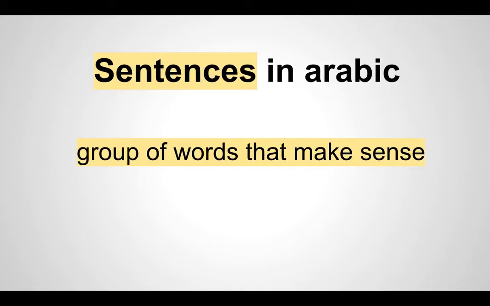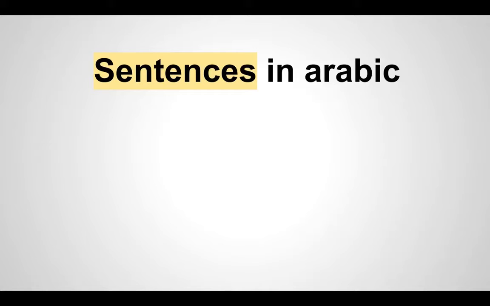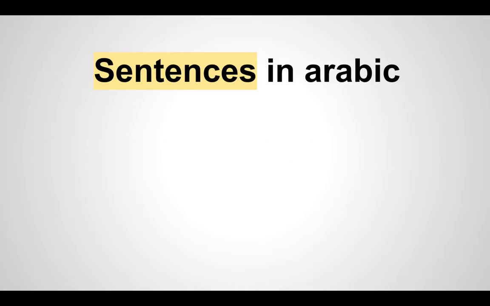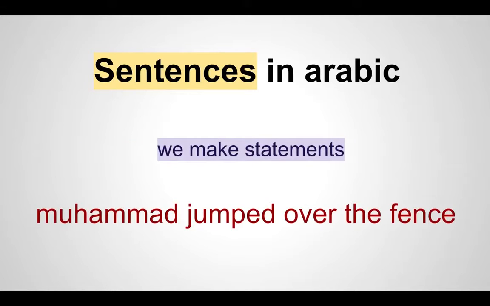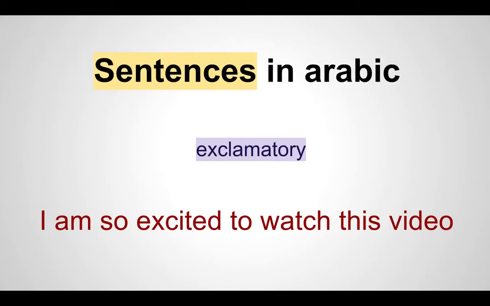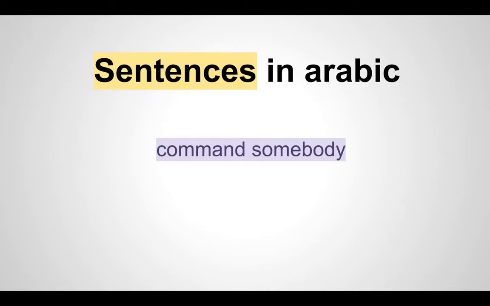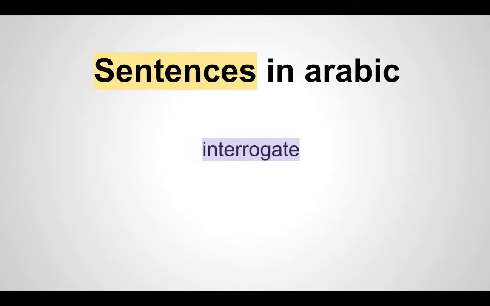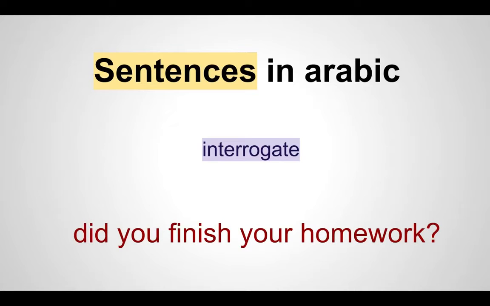We use different types of sentences to communicate in our daily life. There are certain situations where we just make statements, like Mohammed jumped over the fence. Sometimes we make exclamatory sentences, like, oh, I'm so excited to watch this video. We command somebody, say, give me the book. And we can ask questions like, did you finish your homework?